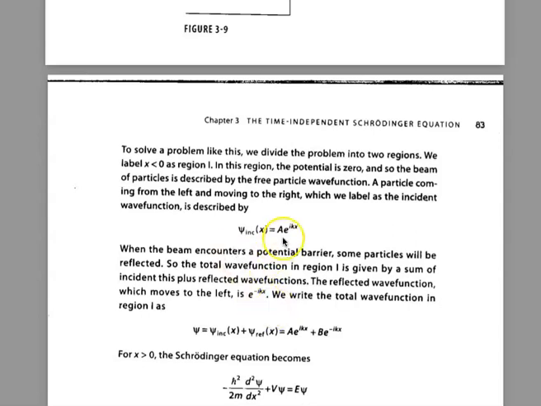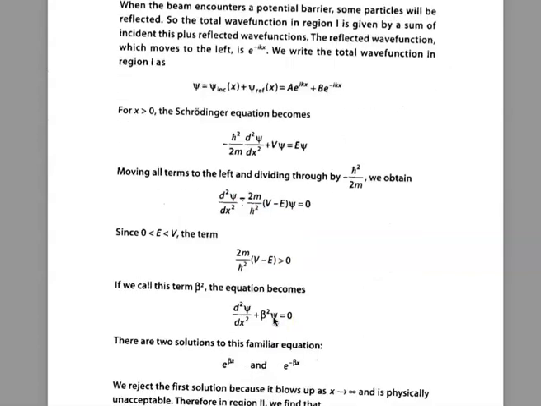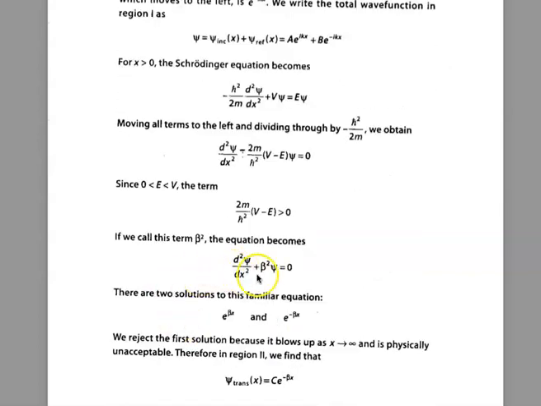So here the incident wave is the following. This is the wave traveling to the right, as I say. And the incident plus the reflected wave: this is the wave traveling to the right, and this is the wave that's traveling to the left. And so for x greater than 0, this is the Schrodinger equation that has to be solved, written in this form.